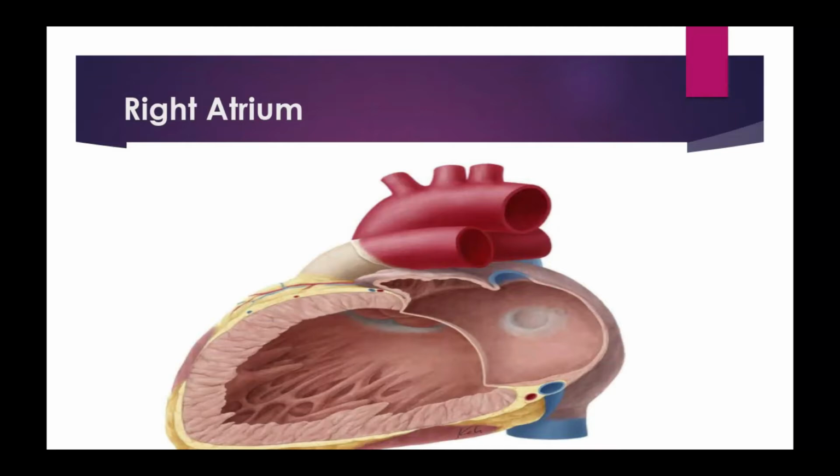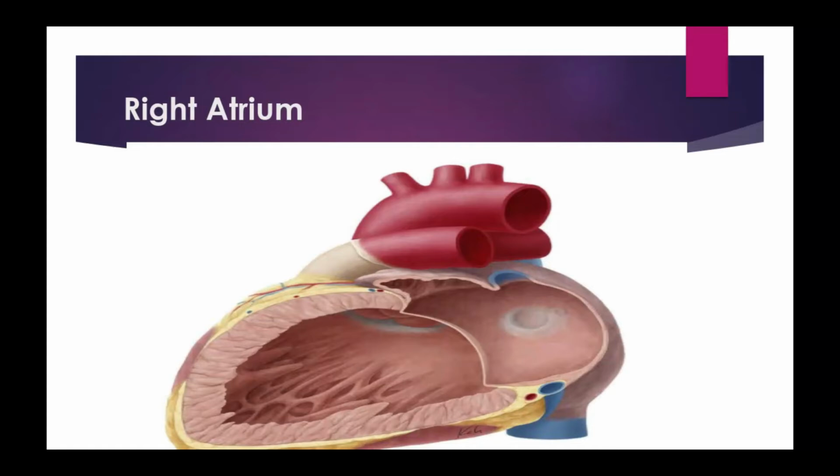It receives venous blood from the whole body and pumps it to the right ventricle through the right atrioventricular or tricuspid valve. The next is the external features of the right atrium. The right atrium is vertically elongated. It receives the superior vena cava at the upper end and the inferior vena cava at the lower end.